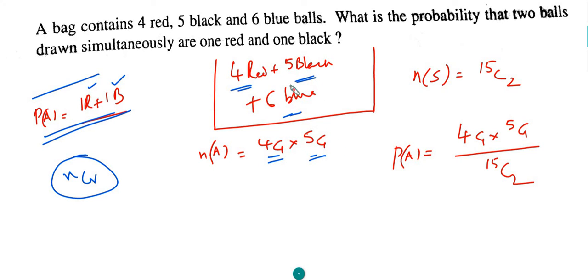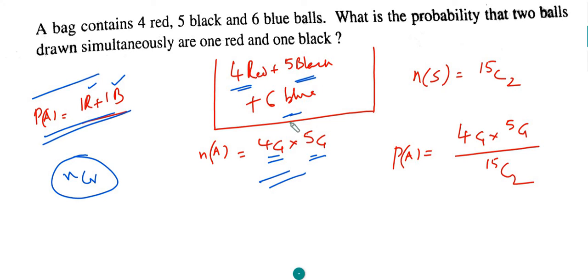Both events should happen at the same time. When we are picking two balls at the same time, both should happen together. That means we know the fundamental theorem: if one thing happens in m ways and the other thing happens in n ways, both together will happen in m into n ways. So 4C1 into 5C1 gives the favorable events for one red and one black.